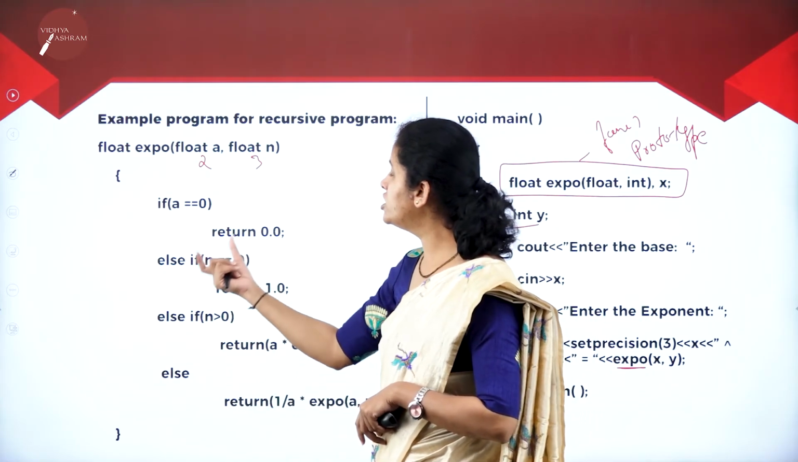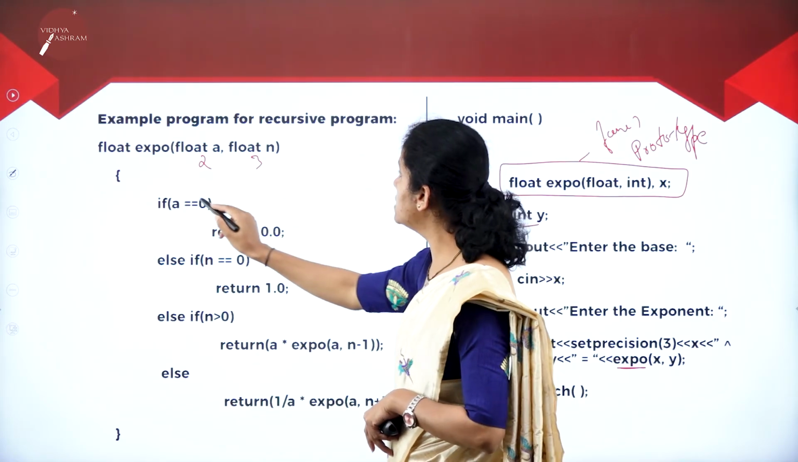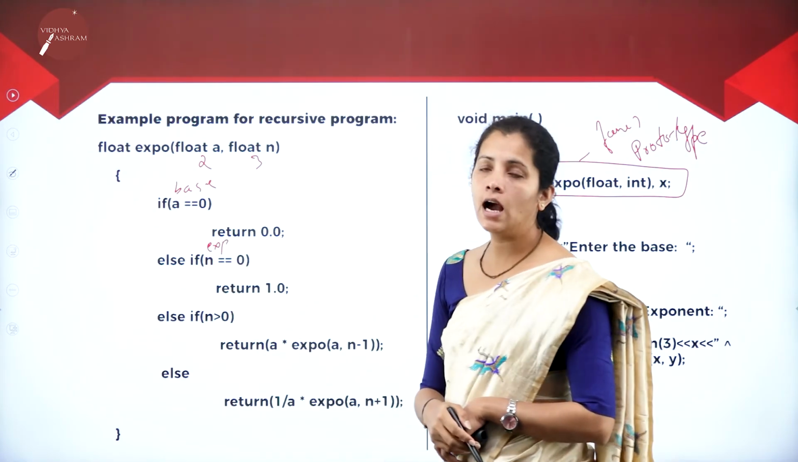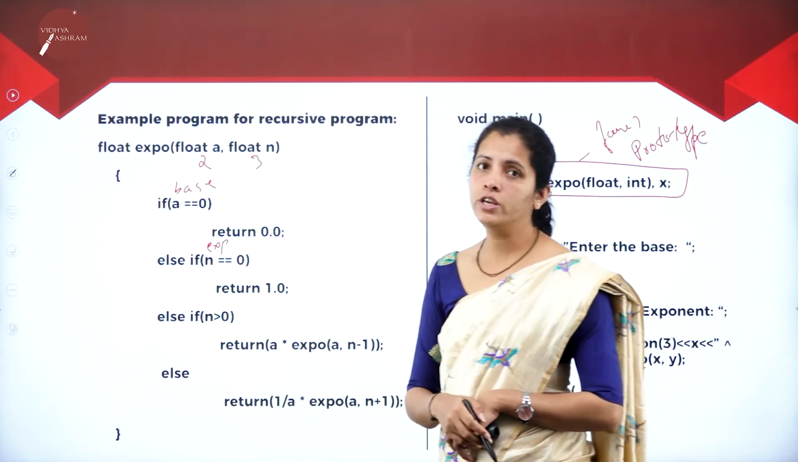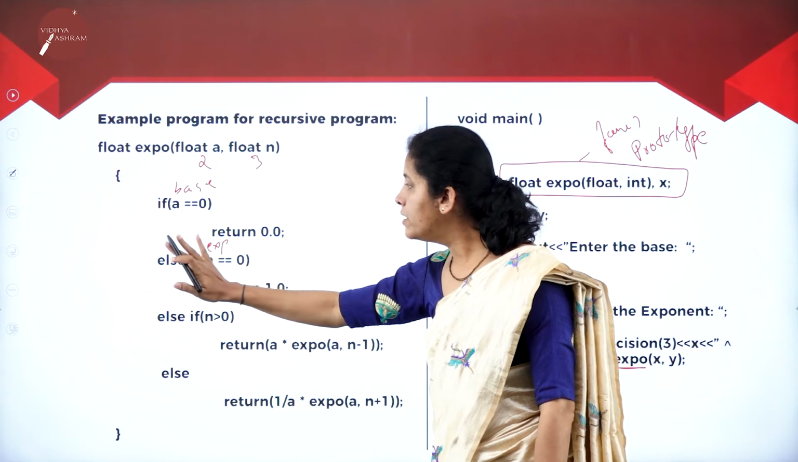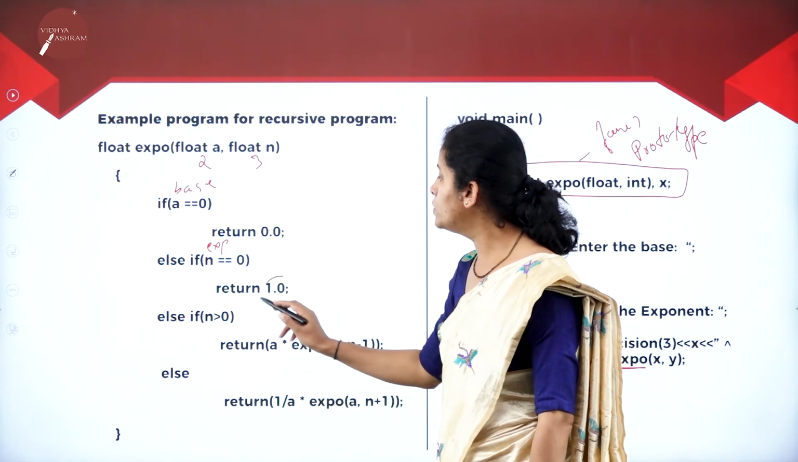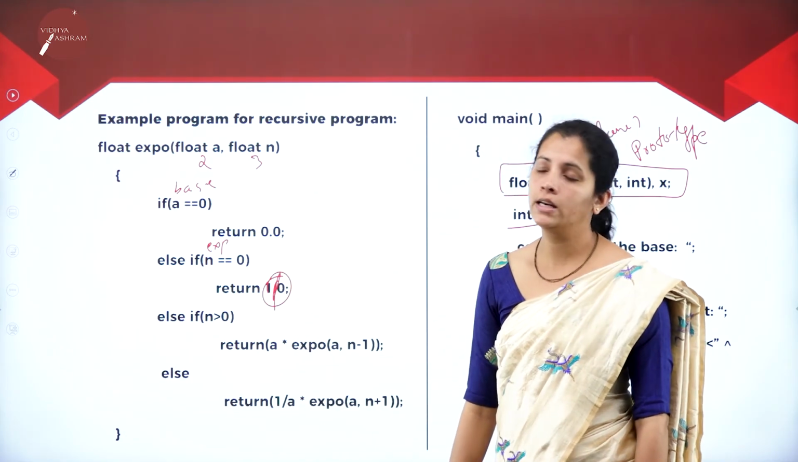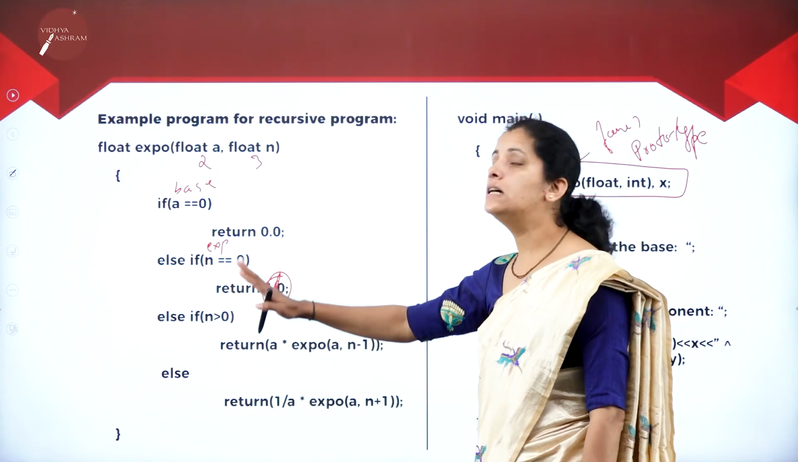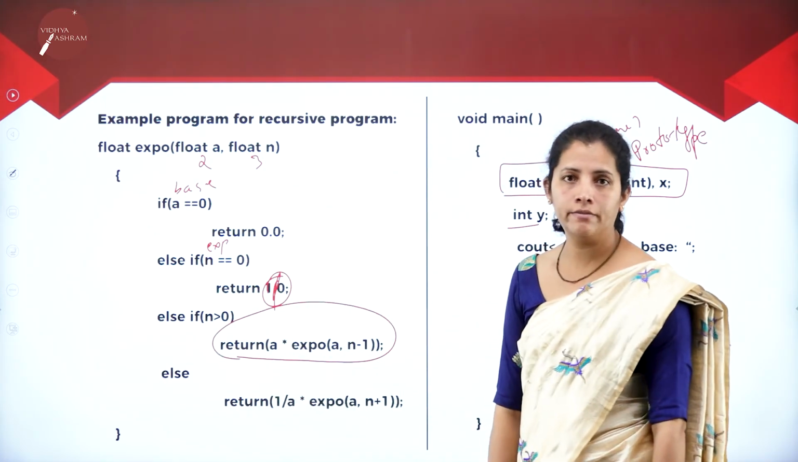Now here I'm going to check. Here a holds the base, and this is my exponent. Now if base is equal to 0, I want to return the value 0. And if my exponent value is equal to 0, then I'm going to return 1. Else, if my exponent is greater than 0, then I want to find the exponent of the given number.